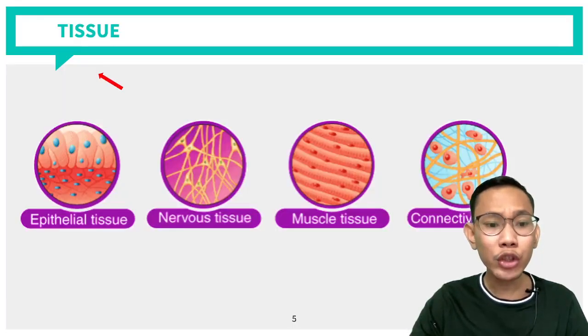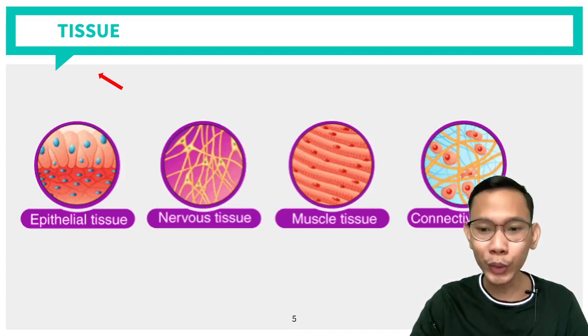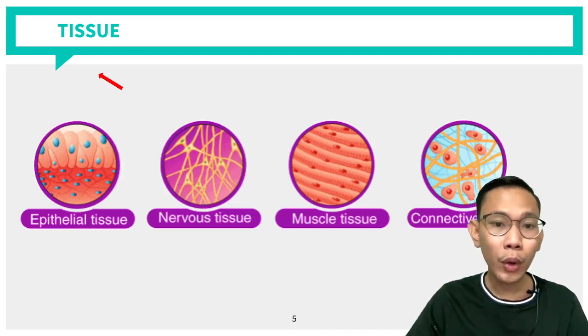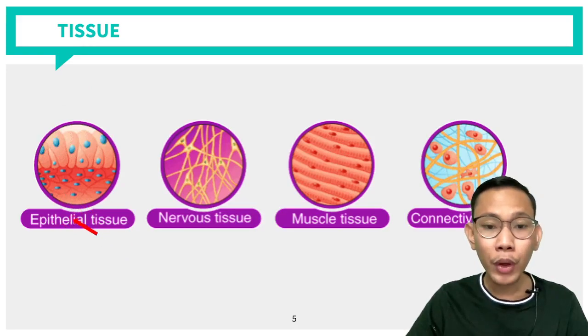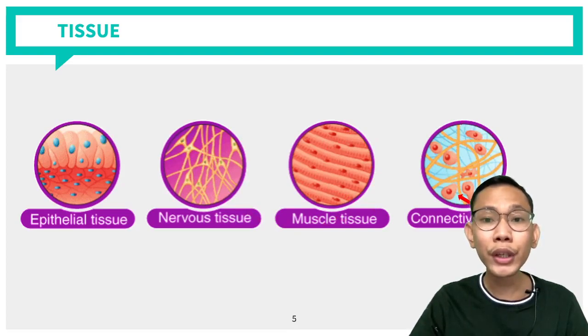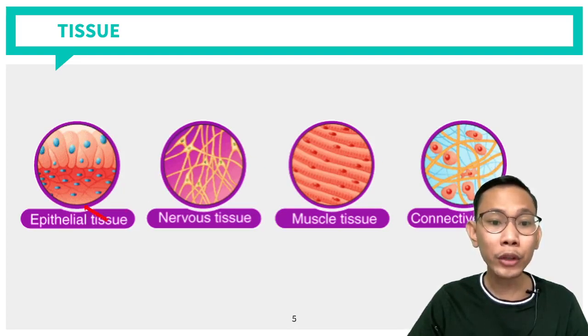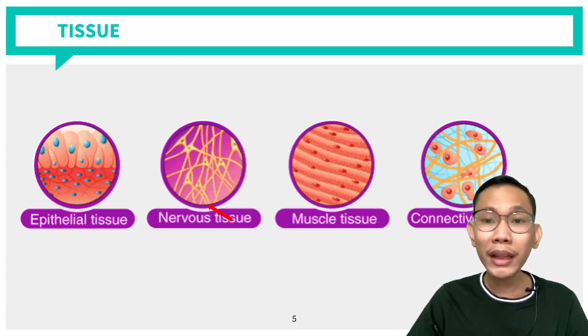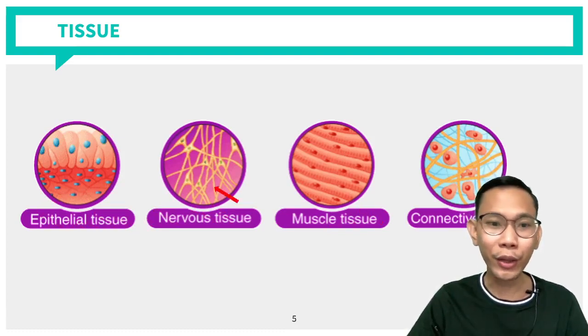So we know that your tissue cells have similar or closely related functions that are bound together by your intercellular substances to form now your bigger structural and functional unit. We have four basic types of tissue inside our body: epithelial tissue, nervous tissue, muscle tissue, and lastly, connective tissue. But for today, we will be tackling more about your epithelial tissue. These different tissues exist and function in close association with one another.